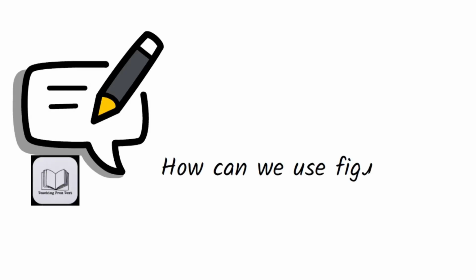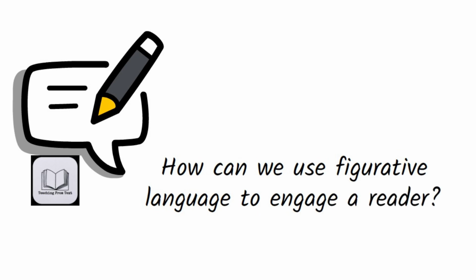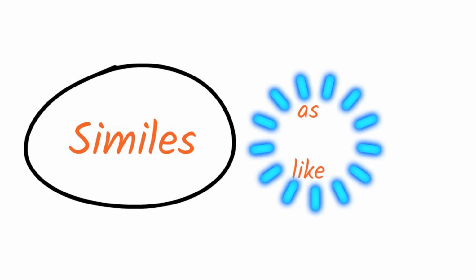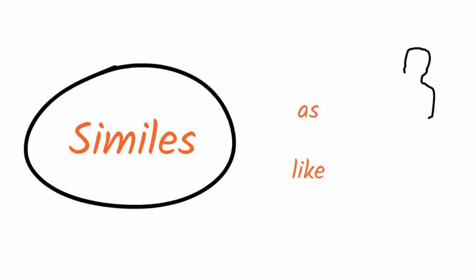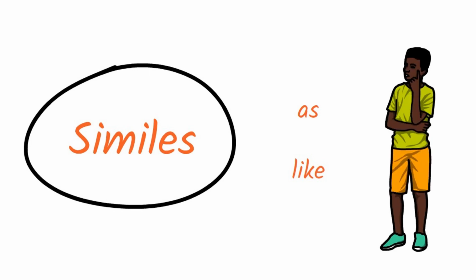How can we use figurative language to engage a reader? Let's start with similes. Similes use the words as or like to compare one thing to another. These help the reader to get a clear picture in their head of what is being described and what it is like.